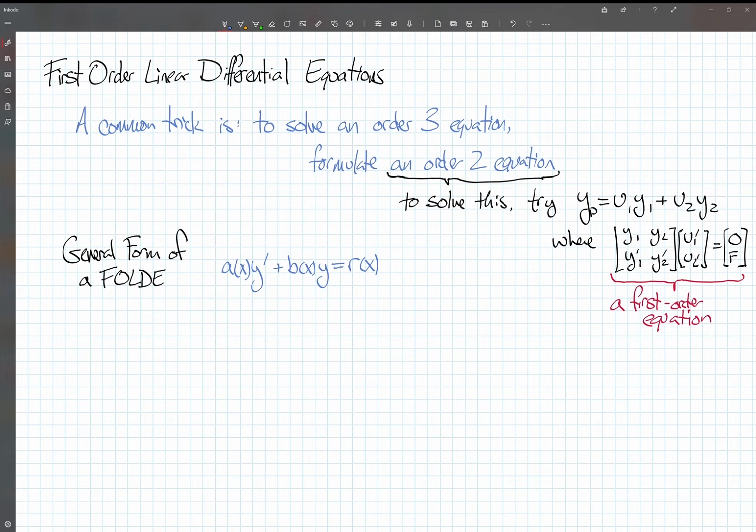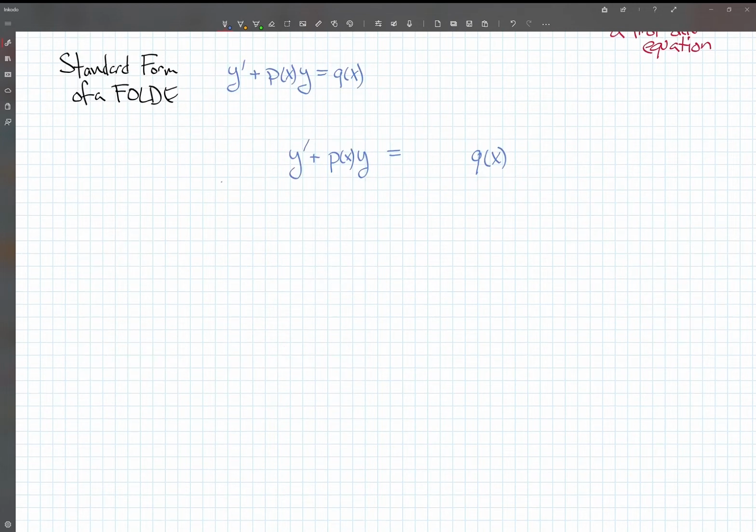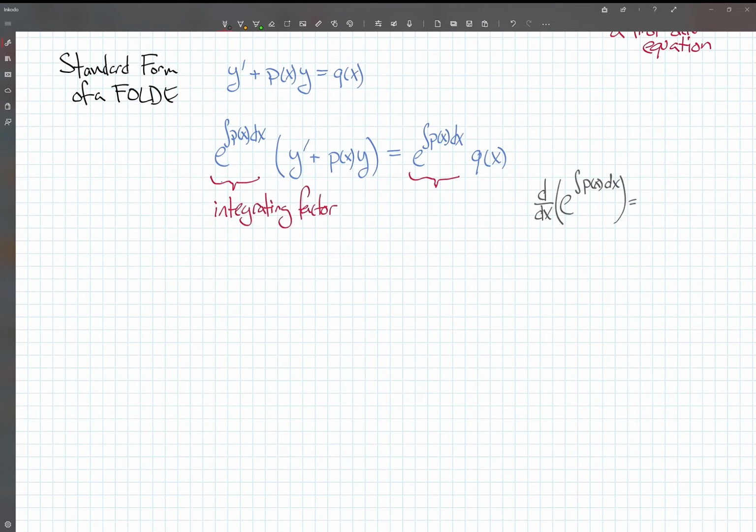As is our custom, we want to make sure that first coefficient is 1. So if we divide through by a, that gets us to what's called standard form, where you've got a 1 in front of y prime, and then I guess p better be b over a, and q better be r over a. Okay, that's the standard form of a FOLDY, and the trick here is to use the product rule. The way we do that is we multiply both sides by e to the integral of p. This thing that we multiply both sides by is called the integrating factor. And the only thing you have to notice about the integrating factor is that when you take its derivative, you get a copy of it times p, and that's just the chain rule and the fundamental theorem of calculus.